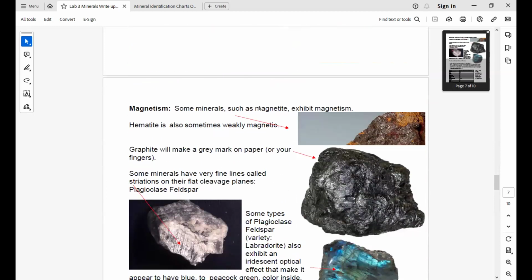Now, magnetism, some minerals such as magnetite exhibit magnetism. I don't know what happened to the pictures here.